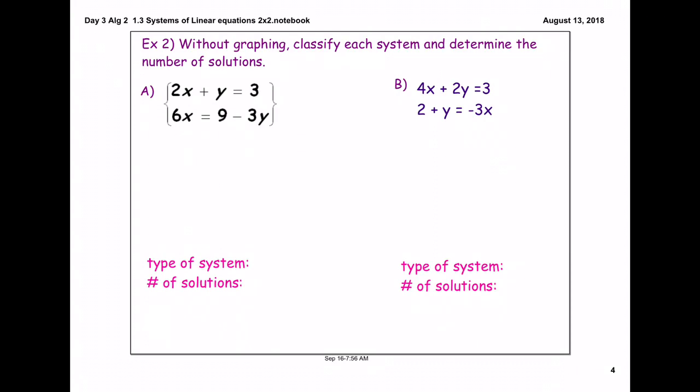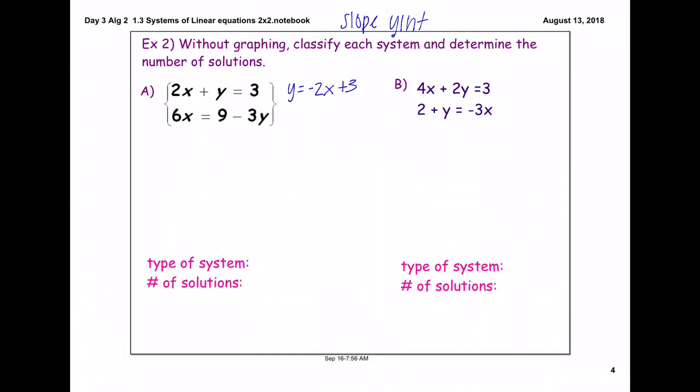Example number 2 says, without graphing, classify each system and determine the number of solutions. So when we look at example A, oftentimes the easiest thing to look at is the slope and the y-intercept, which we saw in the table on the previous slide. So we can quickly solve both of these equations for y. We use the inverse of positive 2x, so we would get y is equal to negative 2x plus 3.